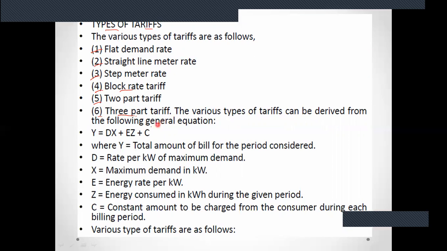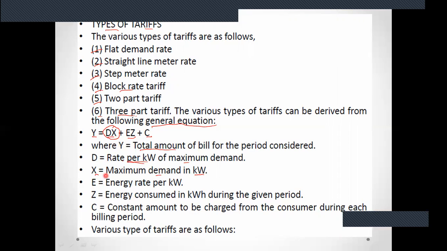All these tariff methods, from flat demand rate to three-part tariff, can be derived from a general equation: y = dx + ez + c. Here y is the total amount of the bill for the period, and d is the rate per kilowatt of maximum demand. Multiplied with d is x, which is the maximum demand in kilowatt.